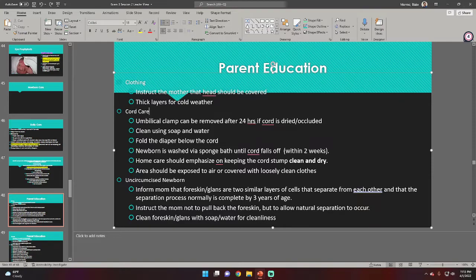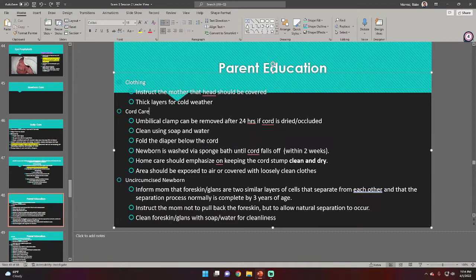That can be removed after 24 hours if the cord has dried and, of course, clotted off. We're cleaning using soap and water. We're folding the diaper below the cord. The newborn is given a sponge bath until the cord falls off within the first 2 weeks. Home care should emphasize keeping the cord stump dry and clean. The area should be exposed to the air or covered with loose, clean clothes.